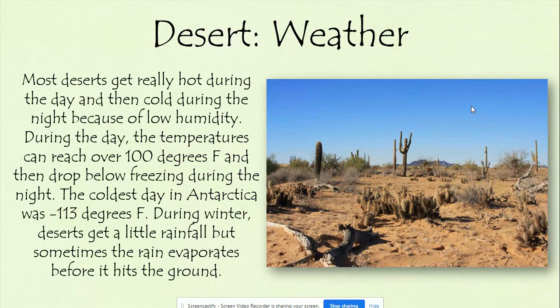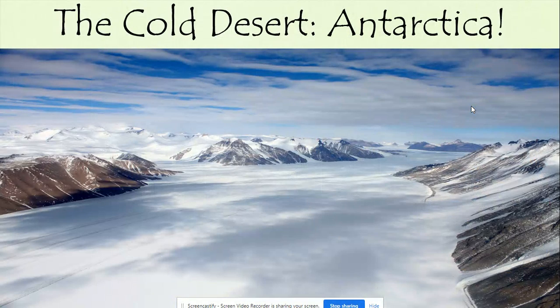The weather here is really hot during the day and then cold during the night because of low humidity. During the day, the temperatures can reach over 100 degrees Fahrenheit and then drop below freezing during the night. The coldest day in Antarctica was negative 113 degrees. During winter, deserts get a little rainfall, but sometimes the rain evaporates before it even hits the ground. Here's the cold desert of Antarctica.